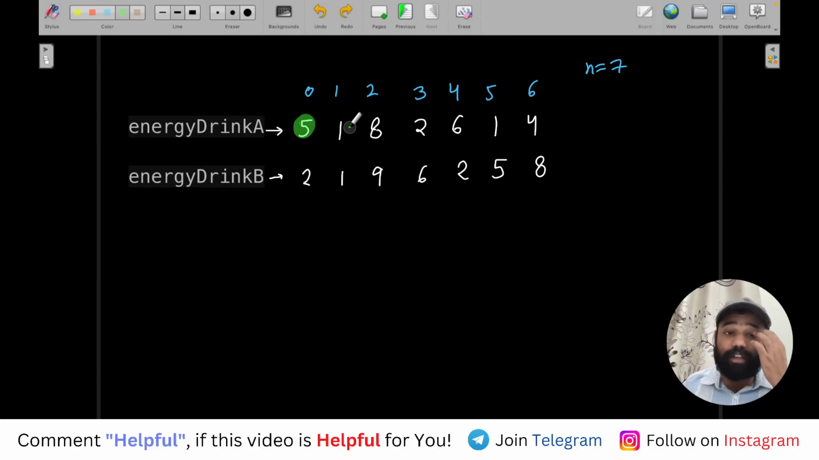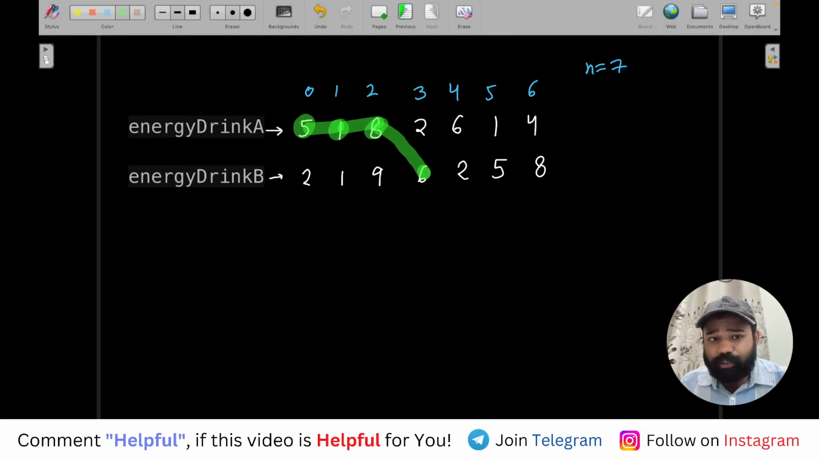For example, I'm starting from 0. If I want, I can directly go here to 1, then take 8. But let's say after 8, I want to switch. If you want to switch, you cannot go here. You cannot directly switch to the next index of the different energy drink. No. You have to skip one index and go here. So these both will be skipped. Then listen now, when you got this and this. And you cannot change the energy drink only once. You can change it multiple times.